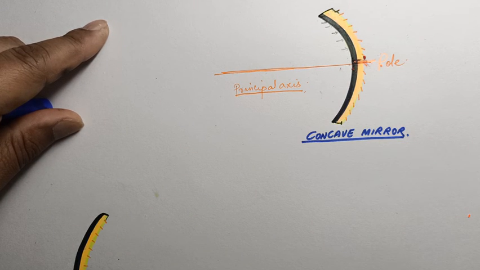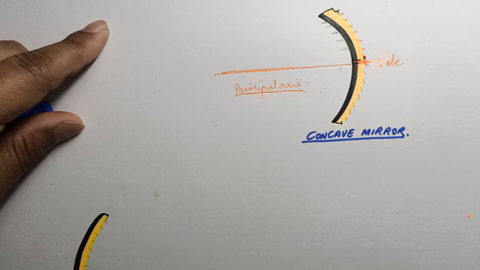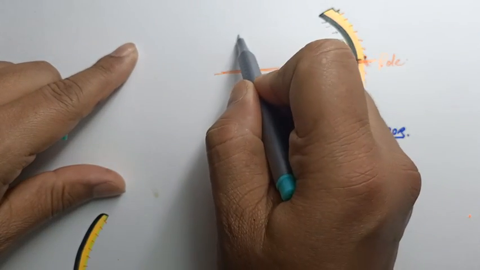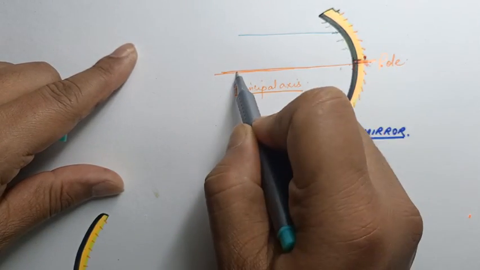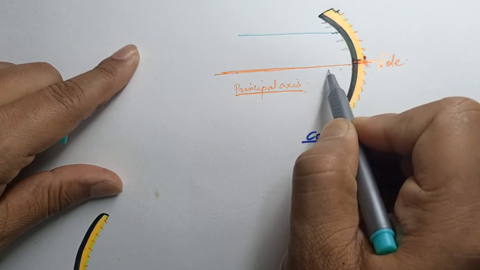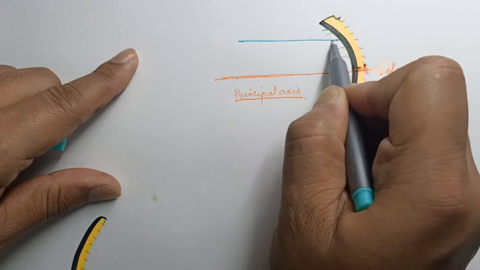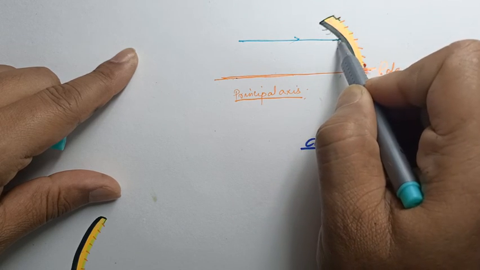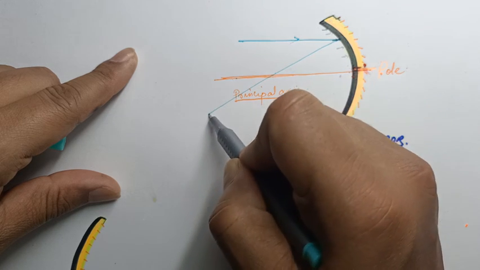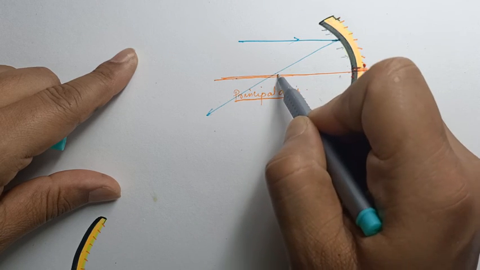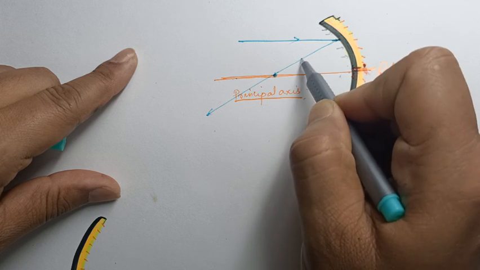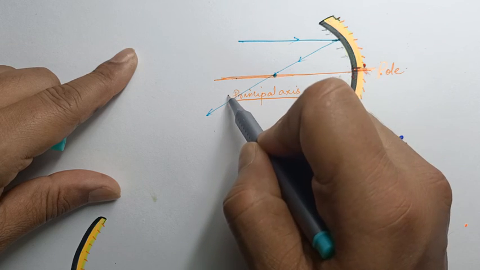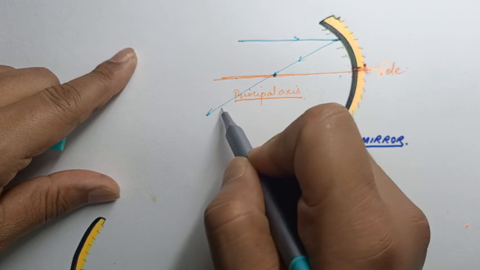Now we are coming to the most important thing. Please pay attention to this part. Now if a ray of light travels parallel to the principal axis, right? This is the principal axis, and this is the ray of light which is traveling parallel to the principal axis. A ray of light which is parallel to the principal axis, after reflection, will pass through a point on the principal axis. Let's take one more, right?